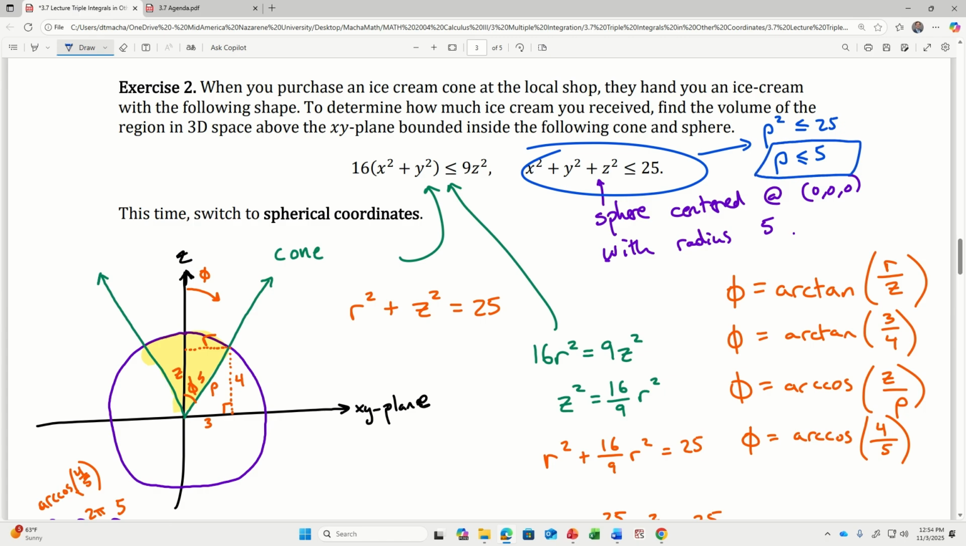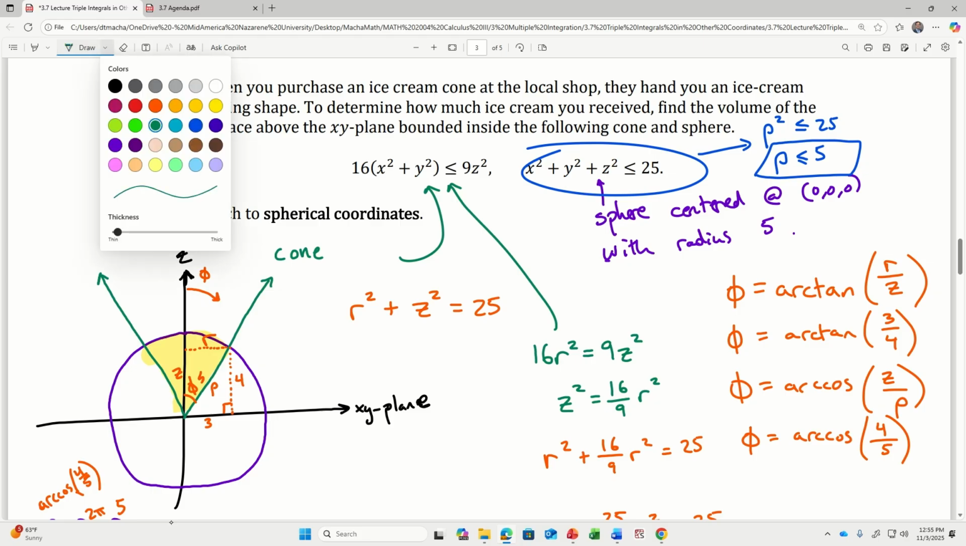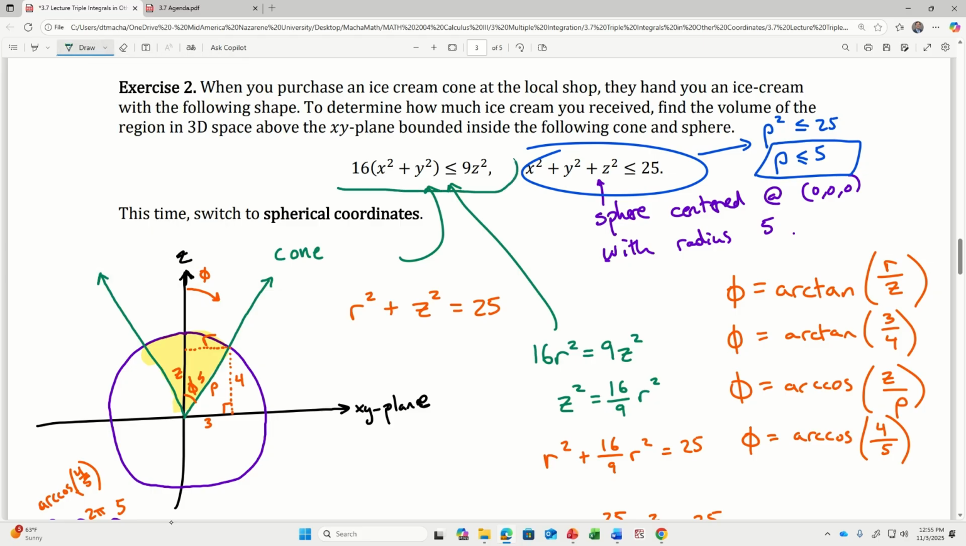This inequality is telling me that rho has to be less than 5. So for my solid, the distance from the origin has to be less than 5. So I know it's going to be inside the purple circle, and I guess you knew that too. Really, the question is then about this green cone. We're wondering what direction that inequality is looking.